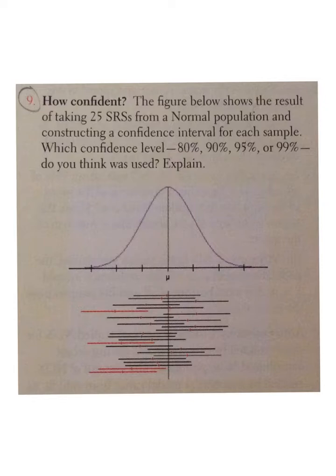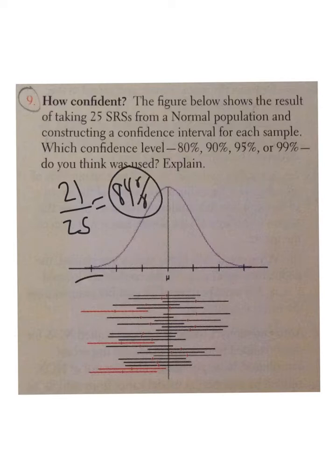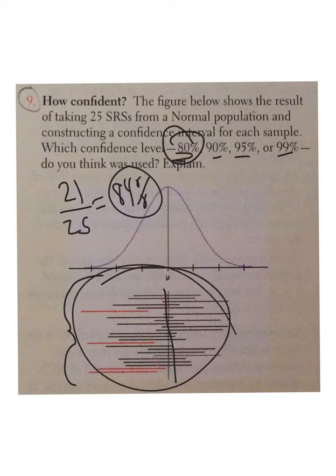So you would do this. You would say, well, 21 out of 25 gives us a percentage of 84%. So 84% of our confidence intervals out of this group hit our true mean. Okay, so which one would we choose from this list? Well, I would have to err on the side of caution and say, I think we're at an 80% confidence level for this situation, this picture. Okay, there's that one.